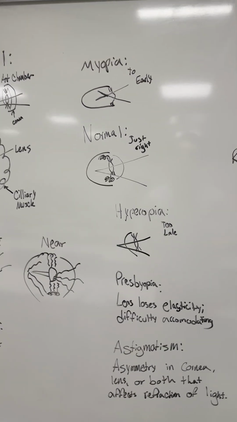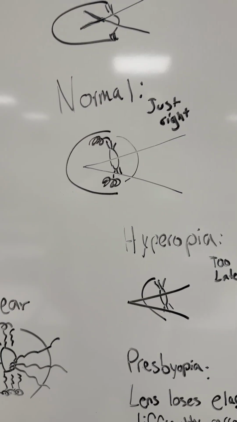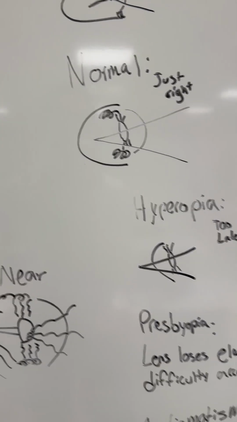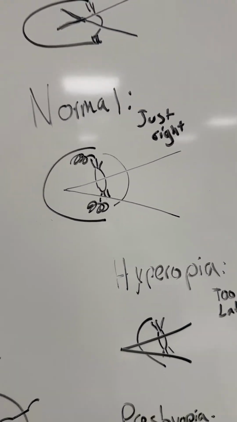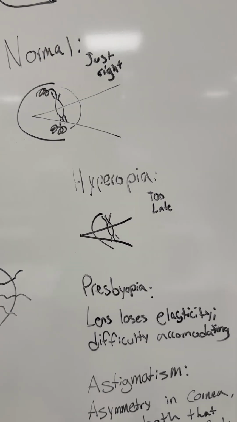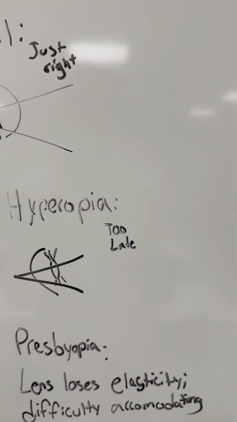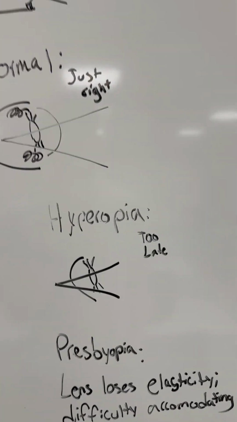And then in a normal eye, we have the right eyeball length. We don't have any asymmetry on the cornea or the lens, and so that light is going to refract just right onto the retina. And then in hyperopia, we have a short eyeball, and that light is going to focus too late. So we're going to have trouble seeing up close, but we'll be fine far away.